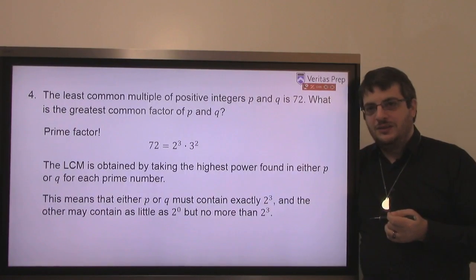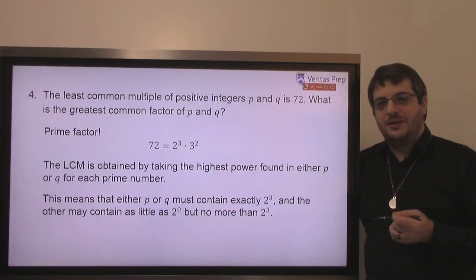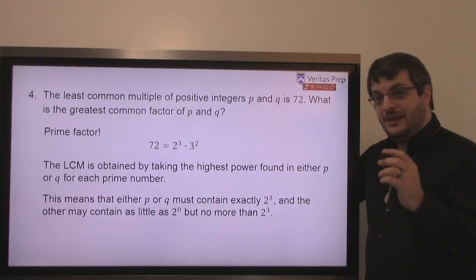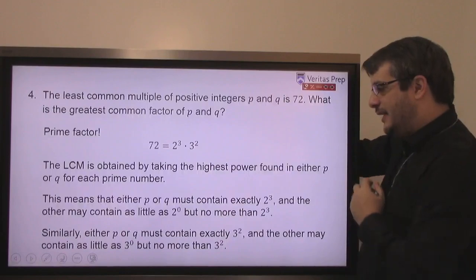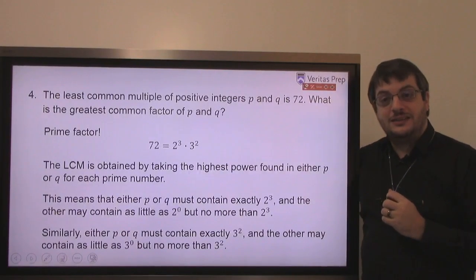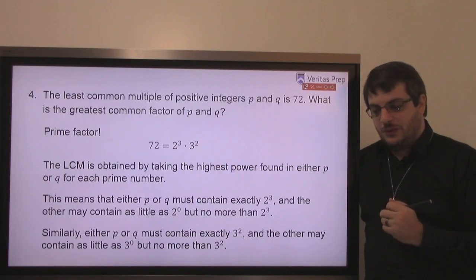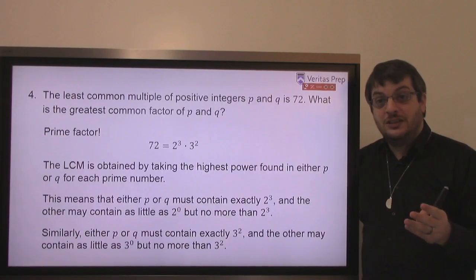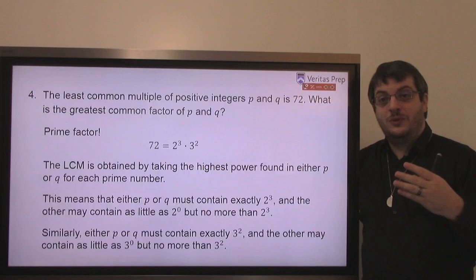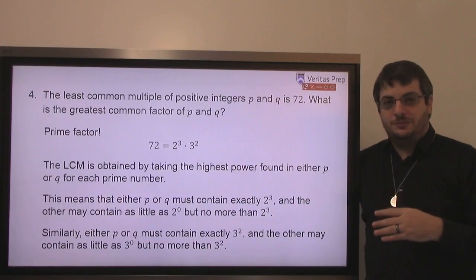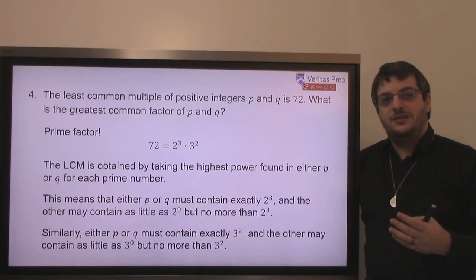Okay, good. If you all agree with that, then we can play the same game with the 3's. In the same manner, I can say that one of them must contain exactly 3 squared, and the other must contain up to 3 squared. And again, I don't know which is which, right? Exactly, I don't know which is which, but that's fine. We'll figure it out later.